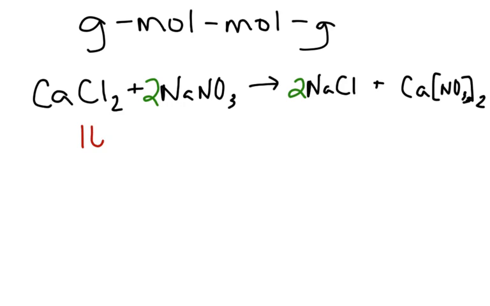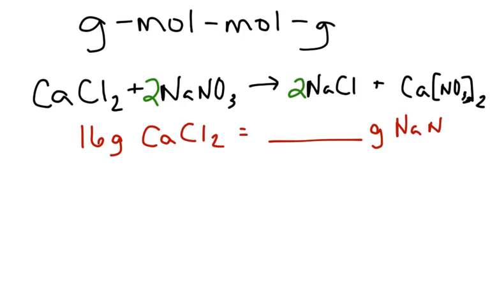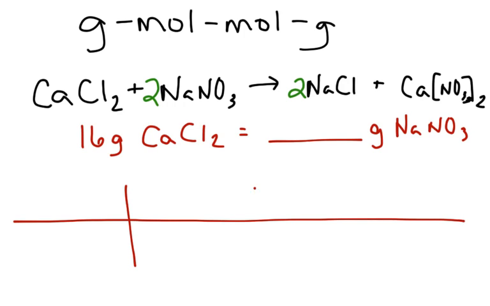So, the problem I'm going to give you is 16 grams of CaCl2, calcium chloride, is going to end up needing how many grams of sodium nitrate. So the way I showed you to do it in the last video was with big old dimensional analysis. You were doing gram, mole, gram.